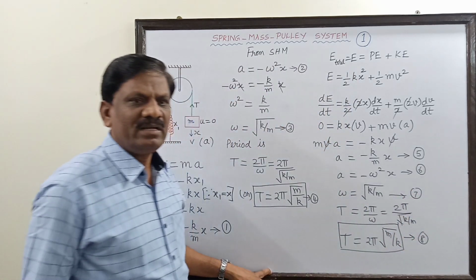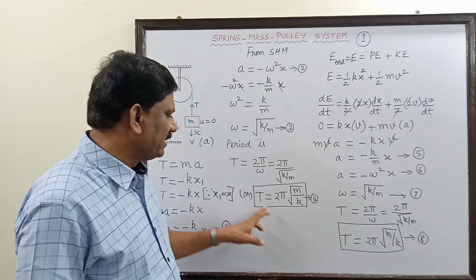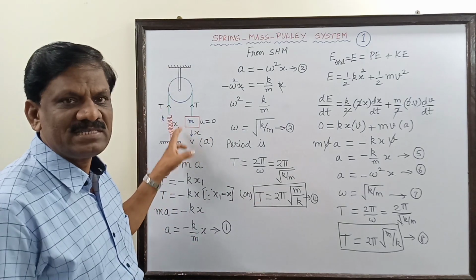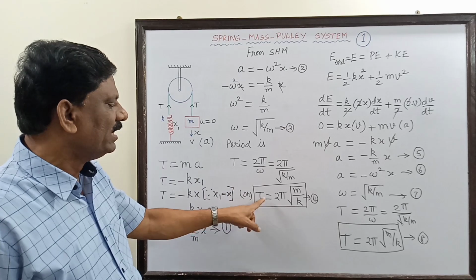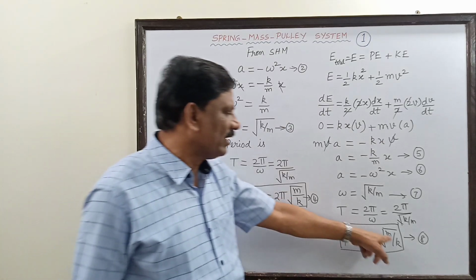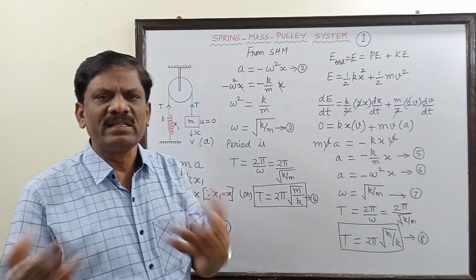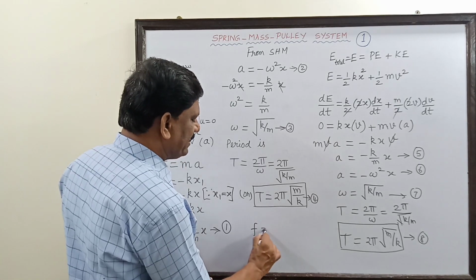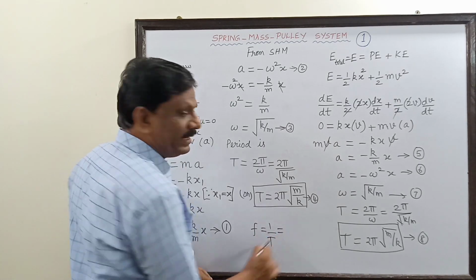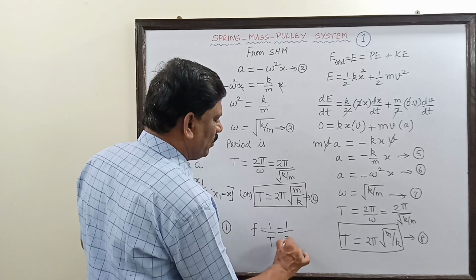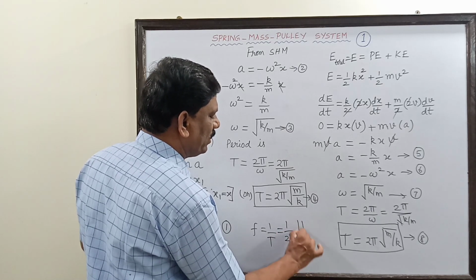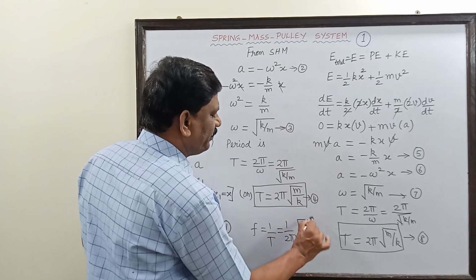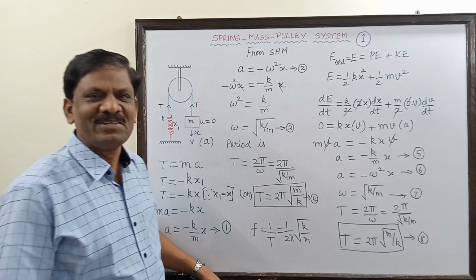So we have verified from the law of conservation of energy also that the period of oscillation of the spring mass system in this case is T equal to 2 pi into square root of m by k. If you take the reciprocal, you will get the frequency of oscillation also. So the frequency is equal to the reciprocal of the period, isn't it? So this must be equal to 1 by 2 pi into square root of k by m. I hope you must have understood well. Fine.